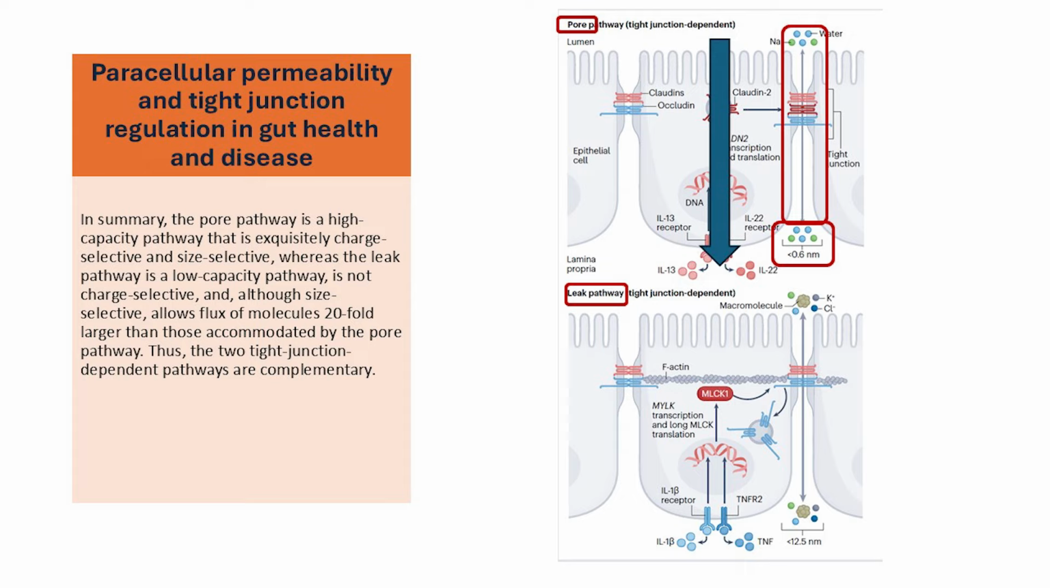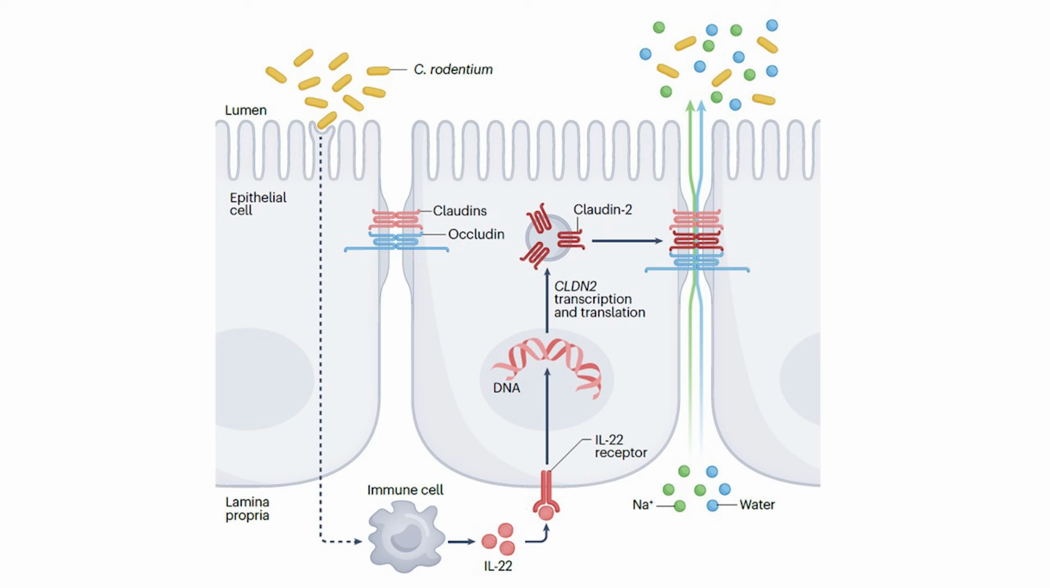Now here we see larger molecules entering the body, and as they state, up to 12.5 nanometers, or said another way, up to 20 times the size permitted by the pore pathway. What parts of bacteria are entering here? LPS, for example. And this can be beneficial in reverse. You see here that the arrows are pointed outward, away from the body and into the lumen of the gut.